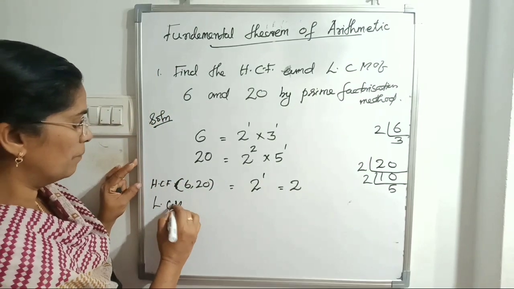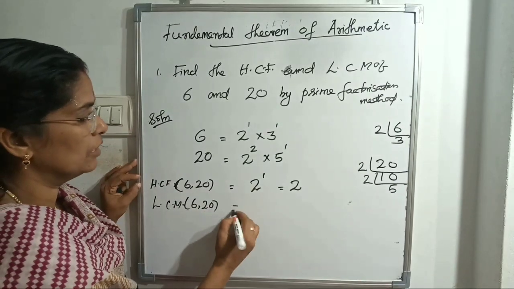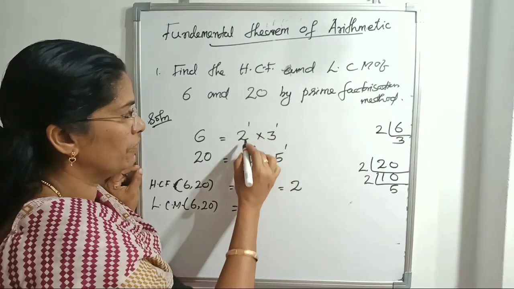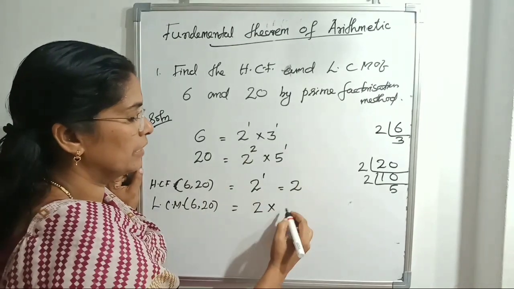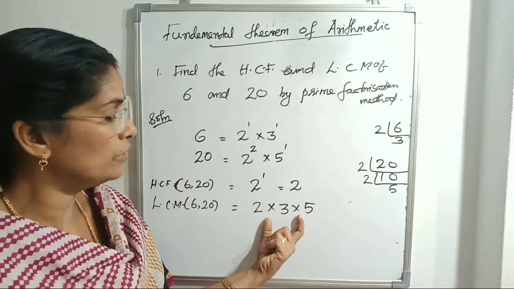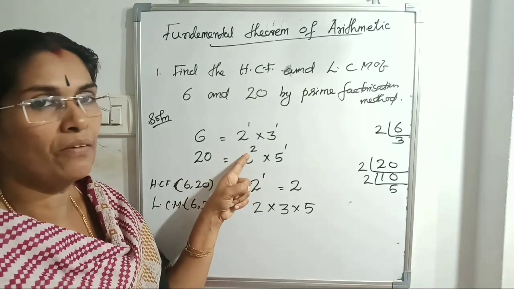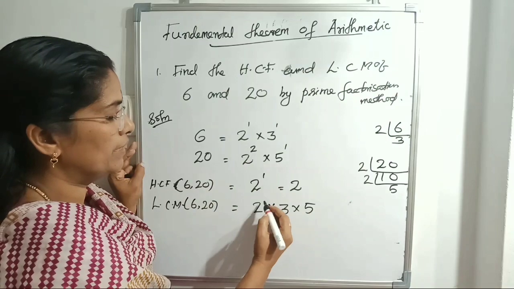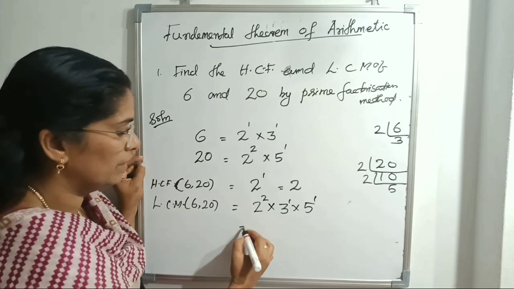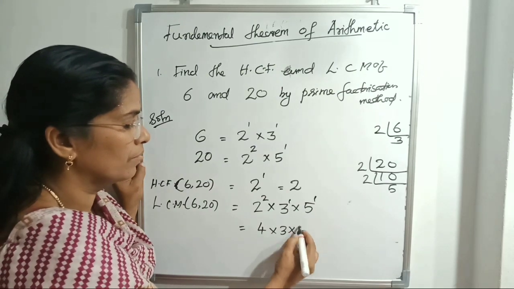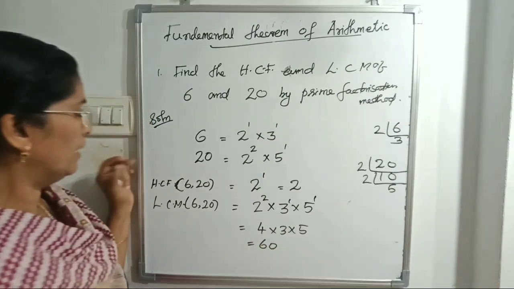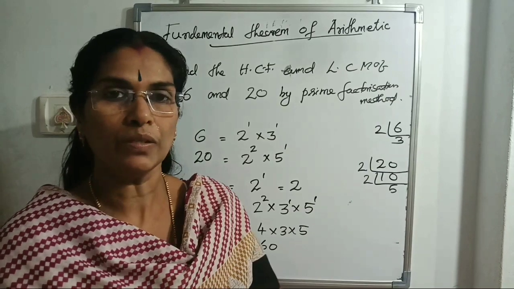Next one is LCM. LCM of 620 is equal to... Here we have to use all the prime factors. 2 is a prime factor, 3 is also there and 5 is also there. Now you have to check the greatest power. Among 1 and 2, the greatest power is 2. 3 only 1 time, 5 also 1 time. That is equal to 4 into 3 into 5. 4 threes are 12, 12 into 5 is 60. So LCM of 620 is equal to 60.